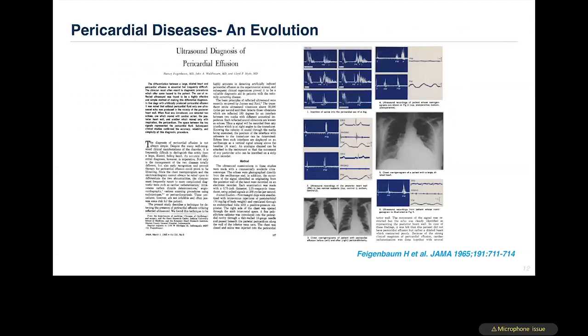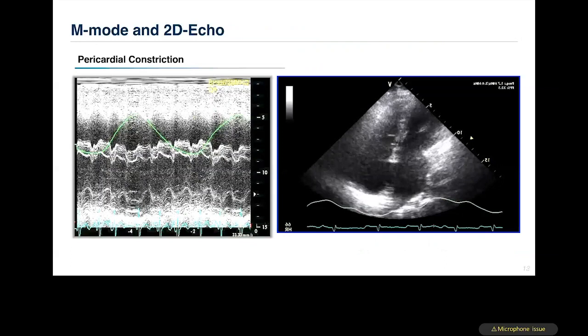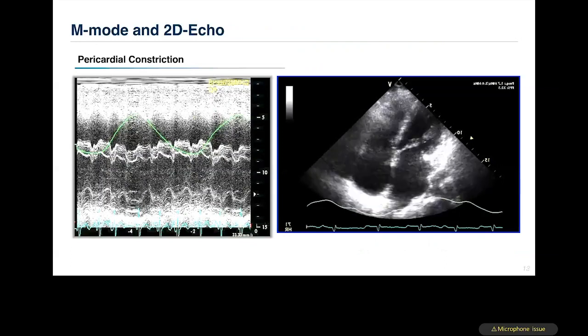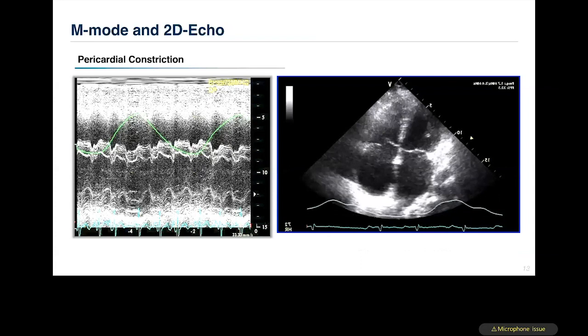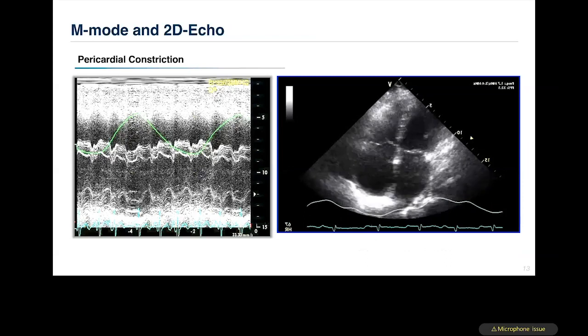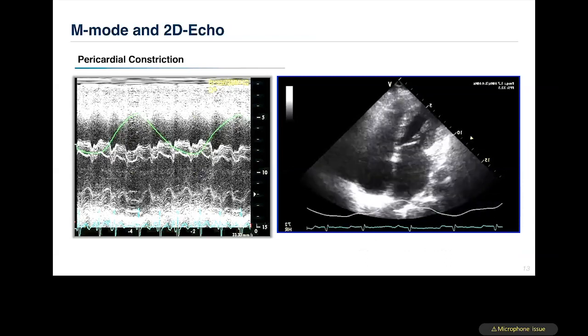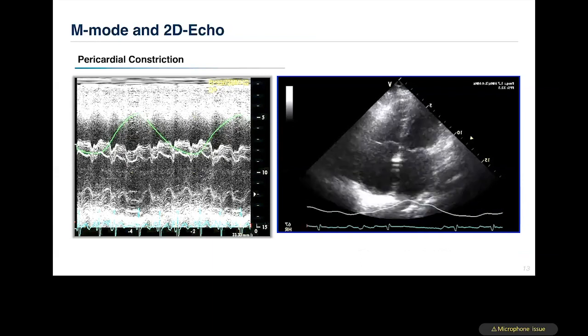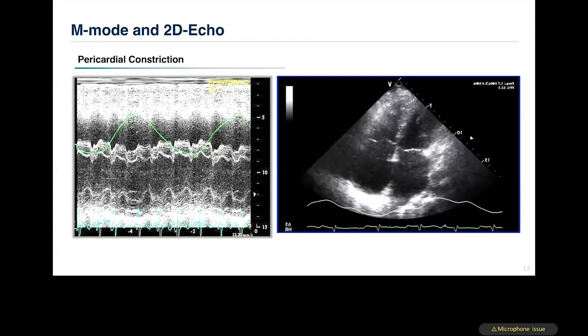For the first time, when pericardial disease was described, Dr. Feigenbaum described the pericardial effusion, and after that, the same applications have continued for understanding the pathophysiology of constrictive pericarditis. One of the most important changes that were first described using M mode and 2D echo was the abnormality of the septal motion. The abnormality of the septal motion seen in constrictive pericarditis is of two types. One is called the septal shudder.